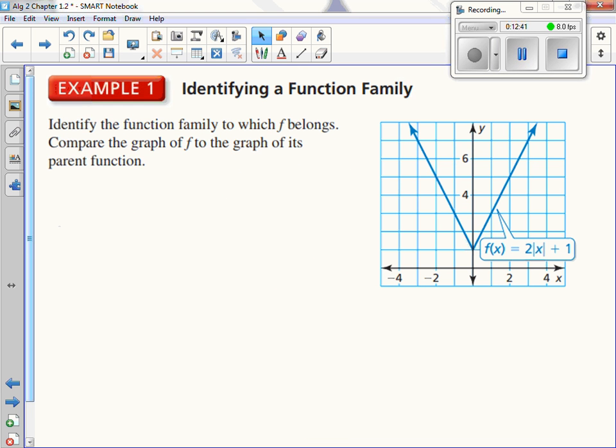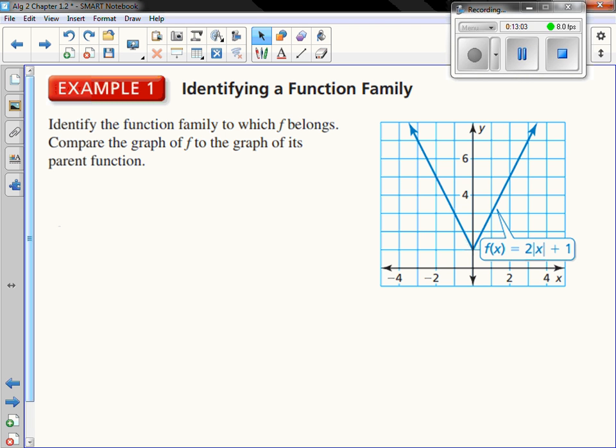Now, what we're doing today is talking about these functions. We're not having to create them. We're not having to change them. We're wanting to identify them. So there's 3 main things we want to identify: domain and range of the parent and the new function, and what happened. How did it change?